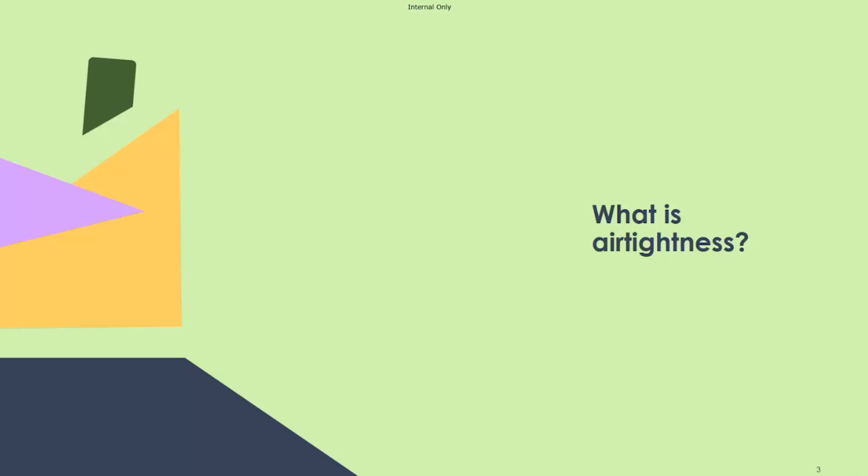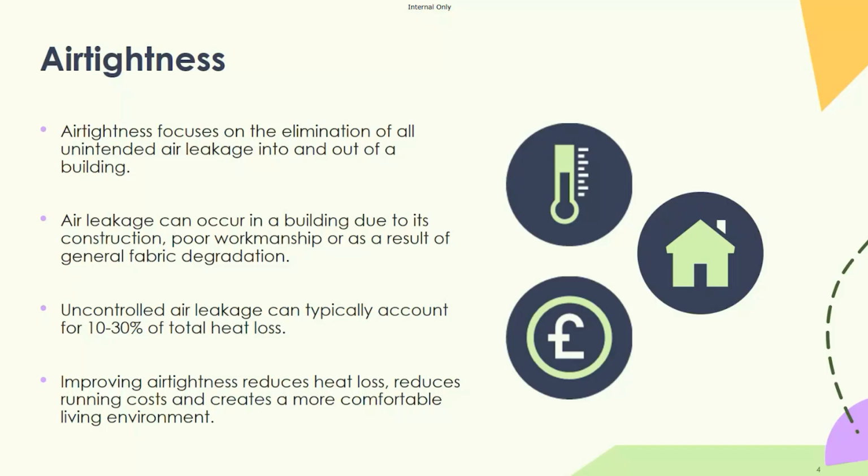Okay, so what is air tightness exactly? It's all about seeking to eliminate unintended air movement into and out of a building. It's often referred to as infiltration, and so that would imply ingress of external air. It's just as much the egress of air as well. So it's that two-way exchange of air in a building that isn't strictly intended to be there.